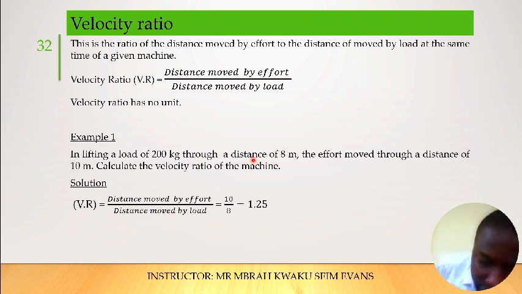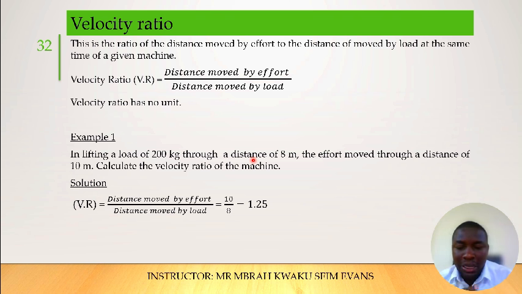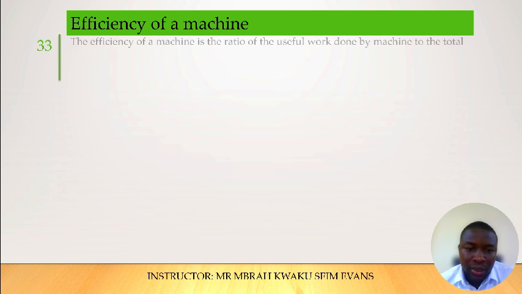So to calculate the velocity ratio, we have distance moved by effort over distance moved by load, which is 10 over 8. That will give us 1.25 as the velocity ratio.